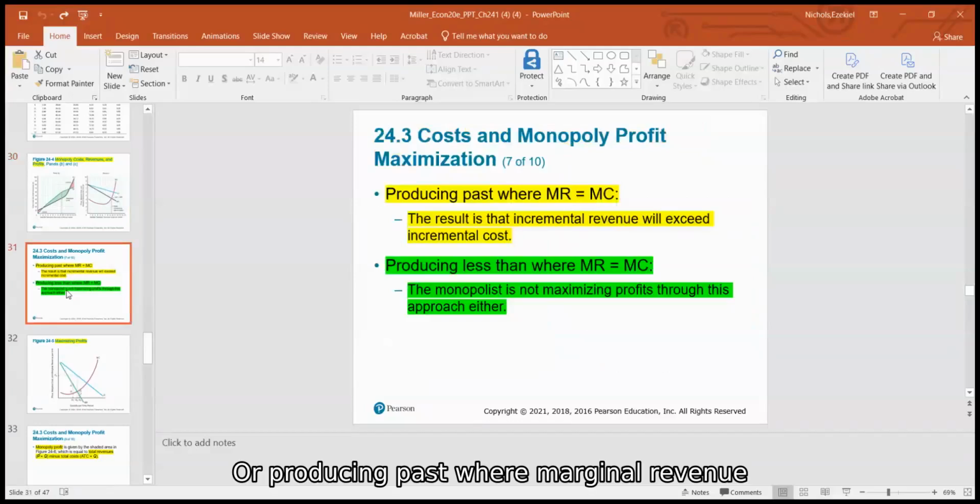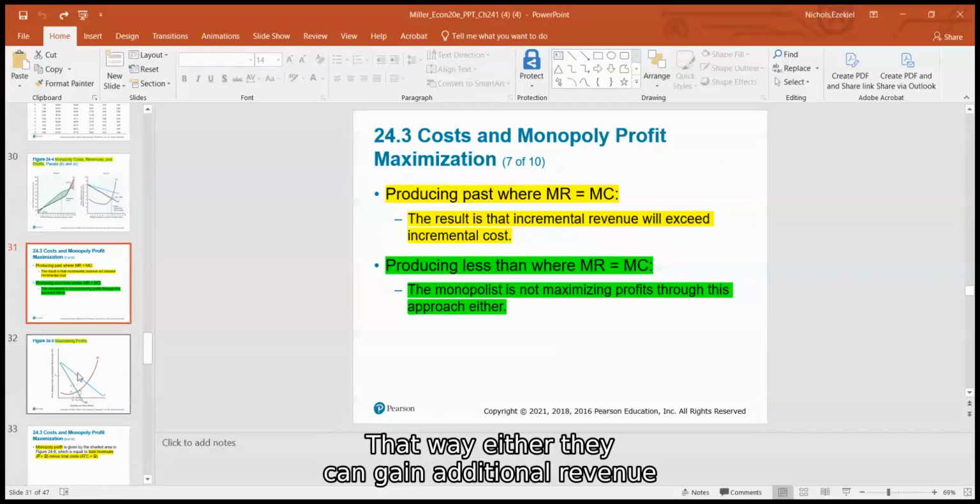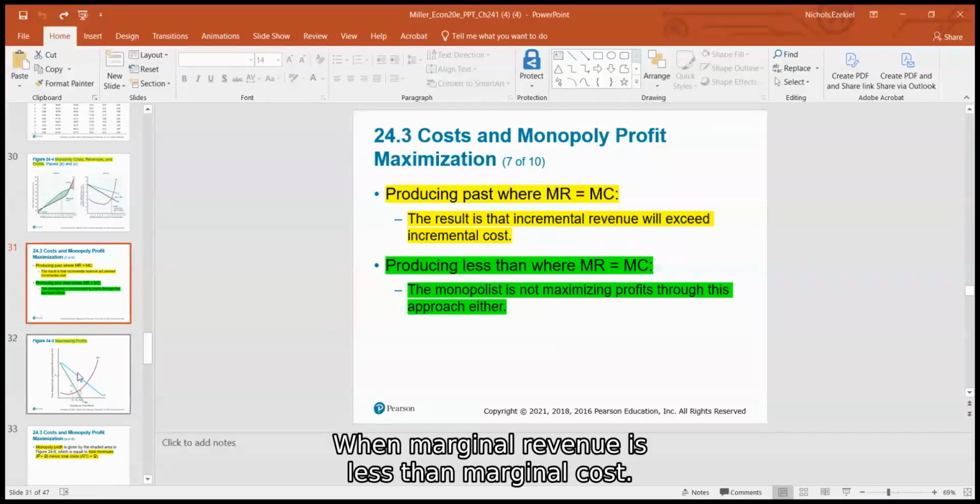If producing past where marginal revenue equals marginal cost, the result is the incremental revenue will be less than the incremental cost. Producing less than where marginal revenue equals marginal cost, the monopolist is not maximizing profits that way either. They can gain additional revenue exceeding the cost it takes to produce it when marginal revenue is greater than marginal cost.